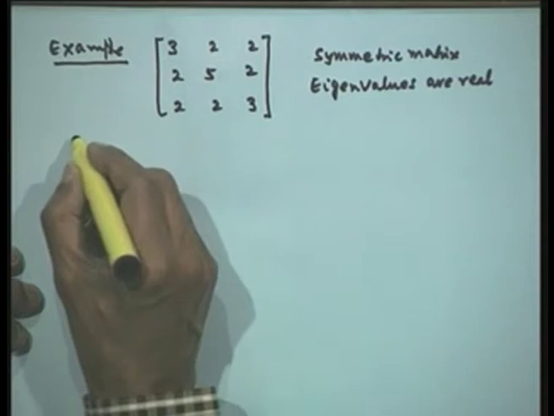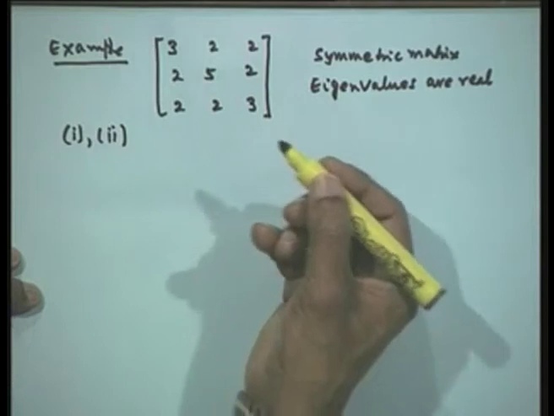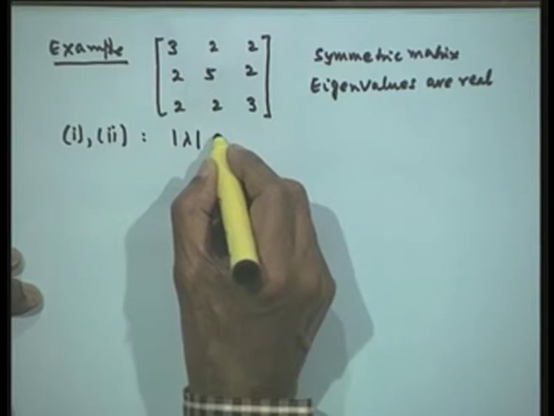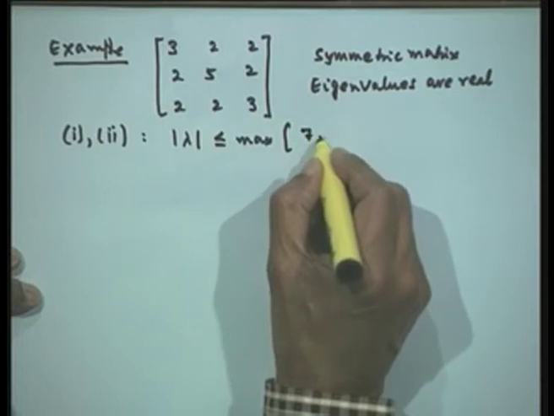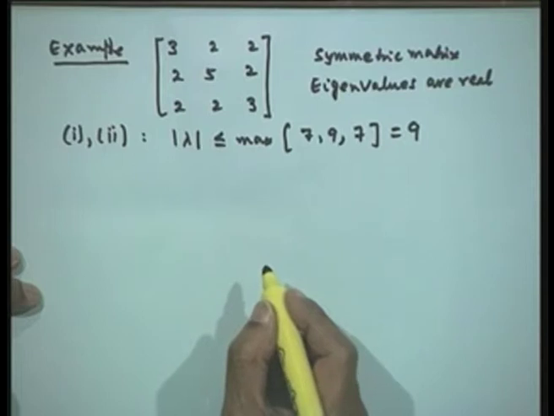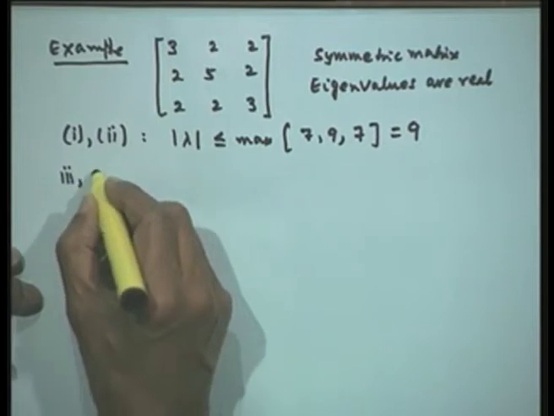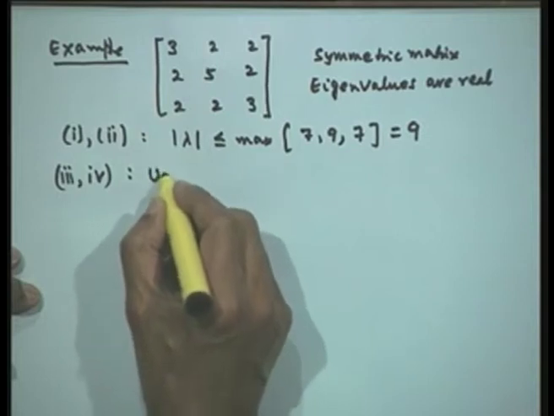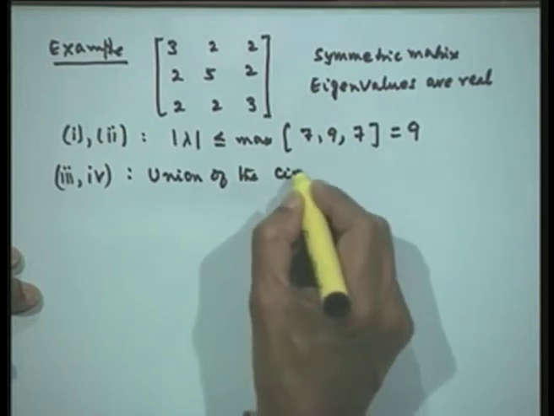Now, since it is symmetric, the bounds 1 and 2 will be the same, because the absolute column sum will be the same as the absolute row sum. So, both of them would give you the same bound, that is magnitude of lambda is less than or equal to the maximum of 7, 9, 7, that is equal to 9. And the third and fourth, both of them would again give the same one, that gives you the union of the circles. These are not circles, these are now intervals.